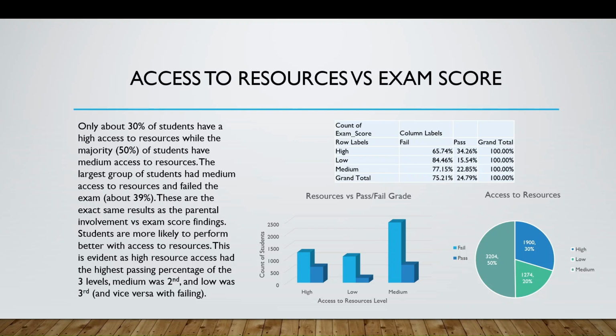So access to resources against exam score. Only about 30% of students reported having high access to resources, while the majority had medium, 50%. The largest group of students had medium access to resources and failed the exam, about 39%. These are the exact same findings as the parental involvement versus exam score findings. Students with the highest access to resources are most likely to pass the exam. As you can see here, 34.26% passing rate for the high access to resources, while the low only had 15. And the low also had the highest failing rate, as well as the lowest passing rate.